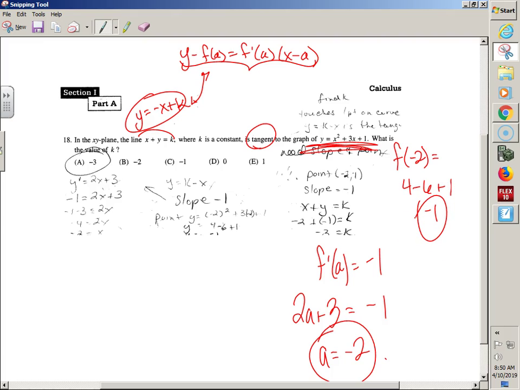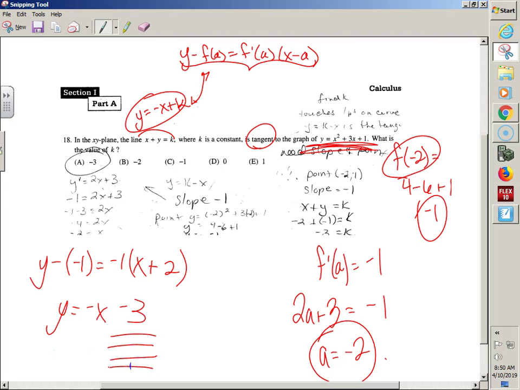So now I know my A, now I know my f of A, and I know my slope. I can build this tangent line myself. I didn't even need that clue. So y minus negative 1 is equal to negative 1 times x plus 2. And then I can actually say y is equal to negative x minus 2 plus 1 minus 1, minus 3. Who needs to go in that K spot? A negative 3, of course.